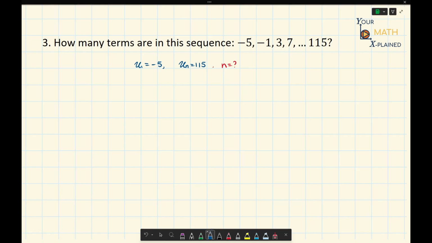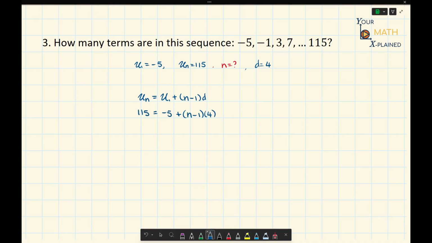But we also know what the common difference is, because we start from negative 5, we go to negative 1, and then 3, and then 7. So here our common difference is positive 4. And now all we have to do is put this into our formula. And the formula here is u sub n is equal to u sub 1 plus n minus 1 times d. So we know what our u sub n is, that is 115. We also know what our first term is, that is negative 5, plus we don't know what n is, so that stays as n minus 1. And we know that our d is 4.